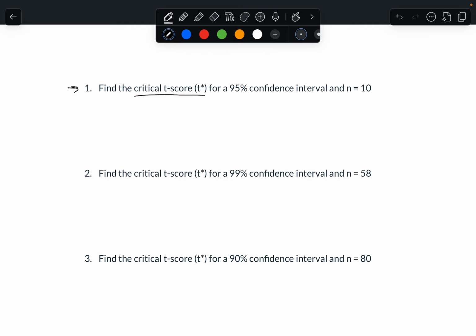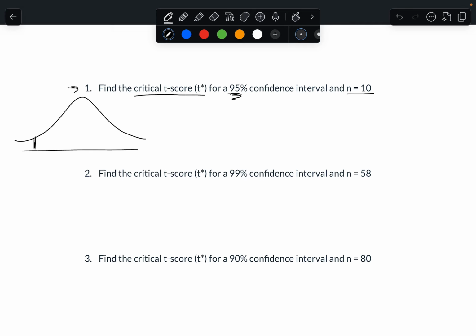It says find the critical t-score for a 95% confidence interval, and n is equal to 10. I'm going to start by talking about my confidence level first. So it says a 95% confidence interval. Now, if I was to sketch this curve, I know that the student's t-distribution looks relatively similar to the normal distribution. Of course, there are some differences here, but in particular, it's unimodal and symmetric. For our purposes, the rough sketch will look pretty identical.